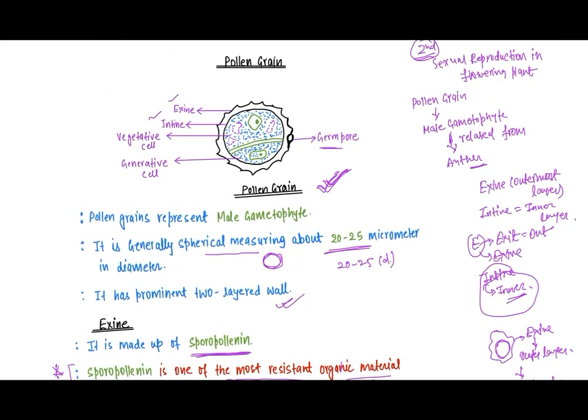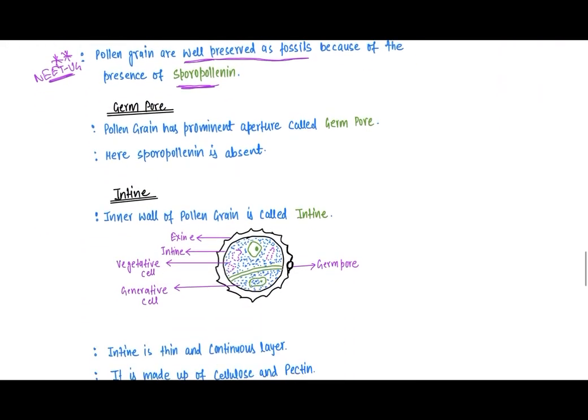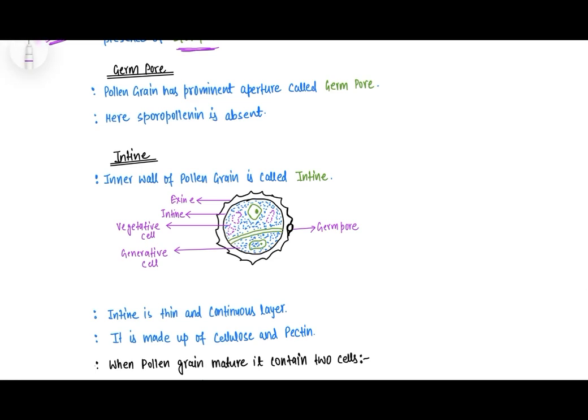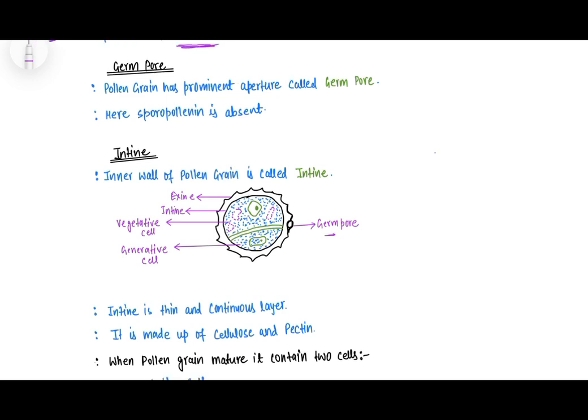Next, we'll see germ pore. Pollen grain has prominent aperture, which is called as germ pore.